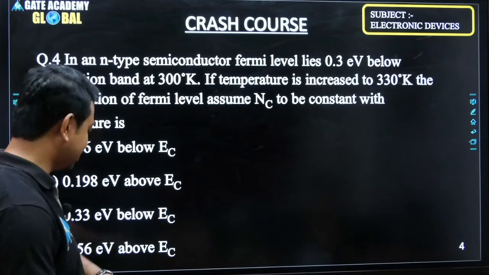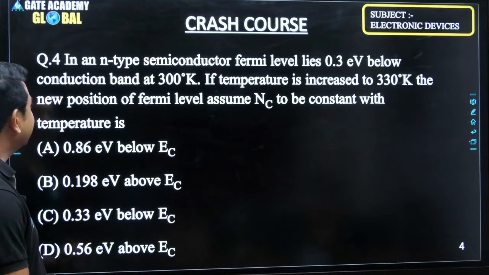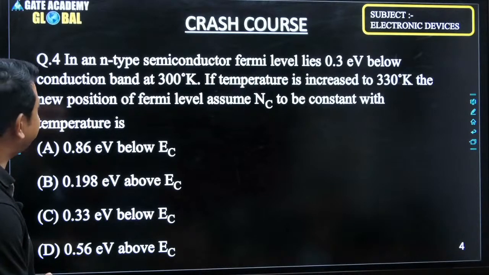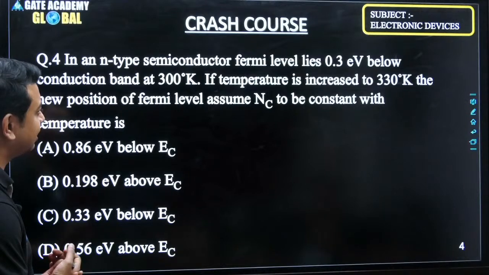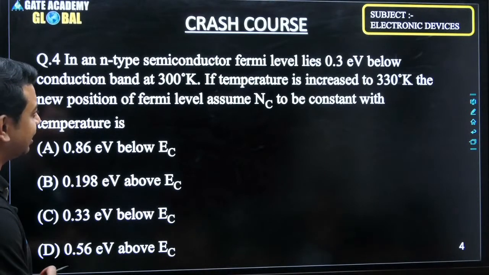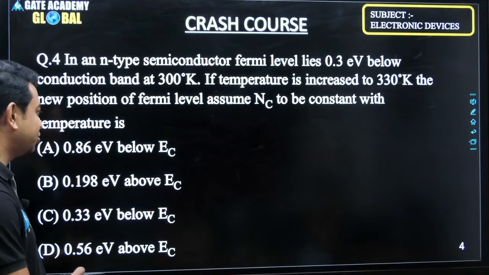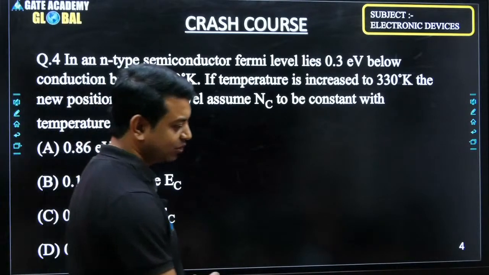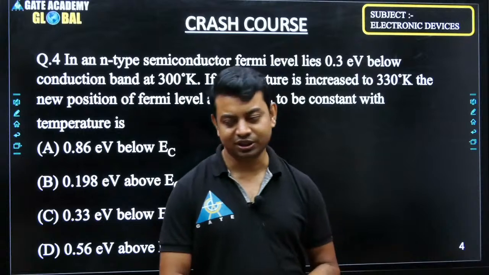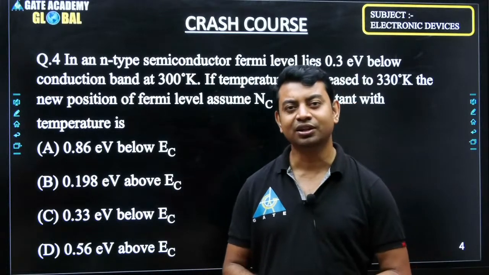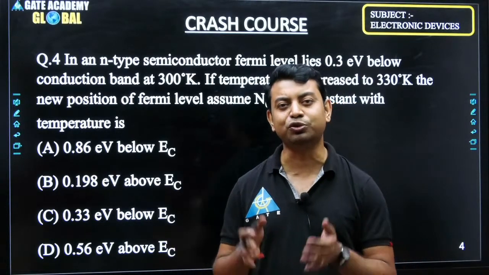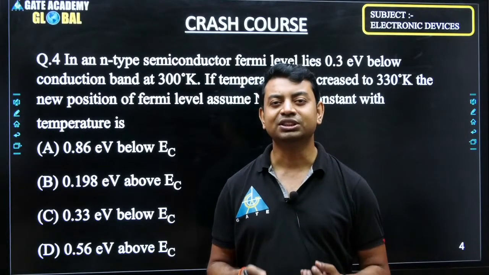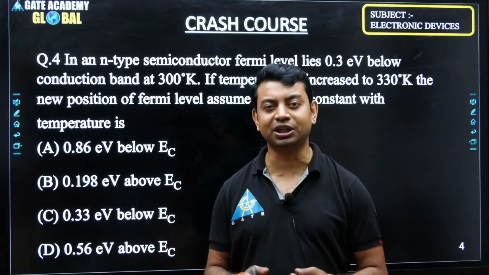Now, we are going to take the next one. In an n-type semiconductor, the Fermi level lies 0.3 electron volt below the conduction band at 300 Kelvin. If the temperature is increased to 330 Kelvin, then the new position of the Fermi level, assuming NC to be constant with temperature, is. So, very good question, because in the previous question we have seen, if the concentration of dopant atoms has been increased, how we can observe the change in the location of the Fermi energy level.